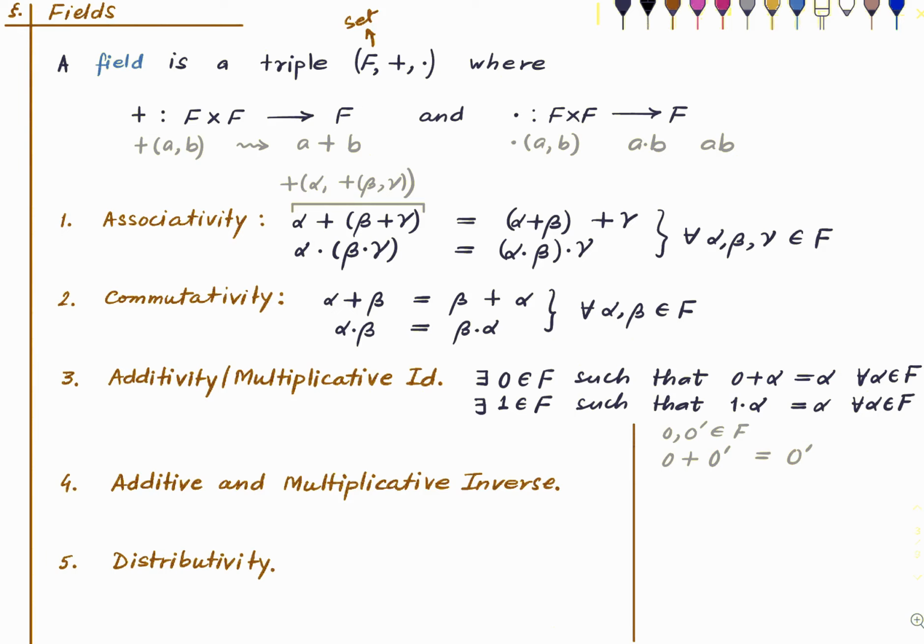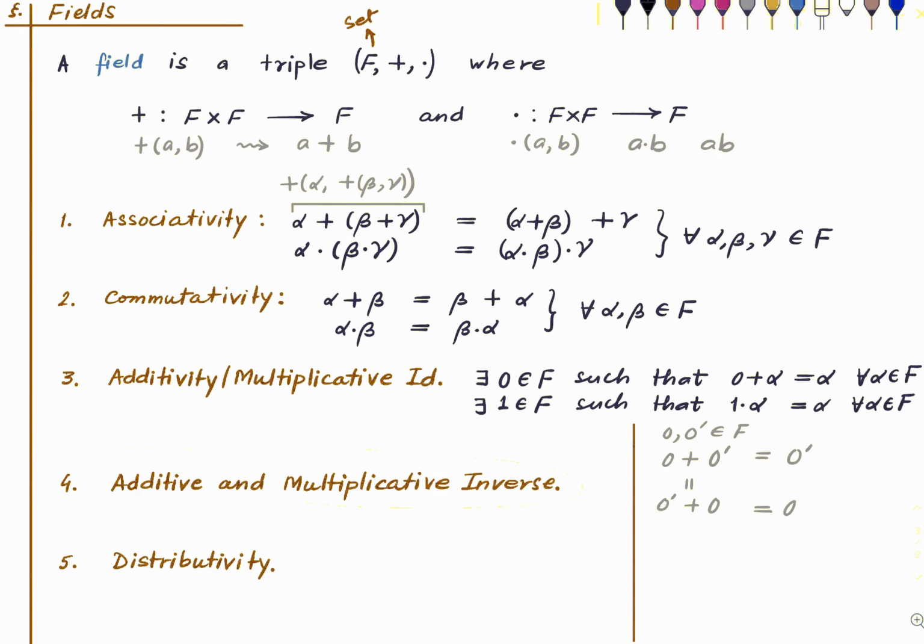But by commutativity, this is also the same as 0 prime plus 0. And now think of this as the additive identity and this as just some element of the field. So this must be 0. And that's it. That shows that 0 prime must be equal to 0, because these three things are equal. Similarly, you can argue that the multiplicative identity is also unique. So it makes sense to say the multiplicative identity or the additive identity. Okay? Fine.